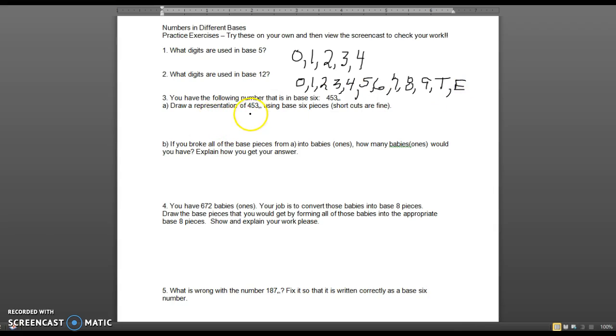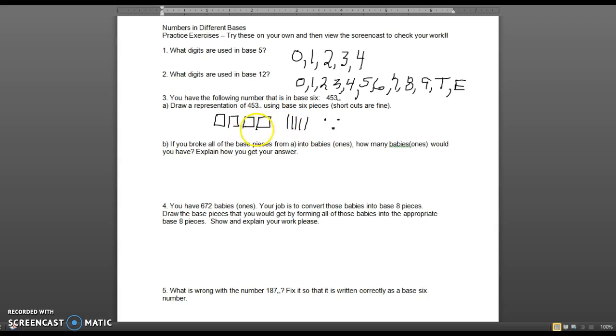Alright, draw a representation of 4, 5, 3 using base pieces. So that's 4 flats, 5 longs, and 3 babies. So on the last screencast on that note sheet, we got to the point where we weren't really thinking about base pieces quite as much when we were converting back and forth. So I just wanted to come back around to that again. So these are my base pieces that I would use to represent 4, 5, 3 in base 6.